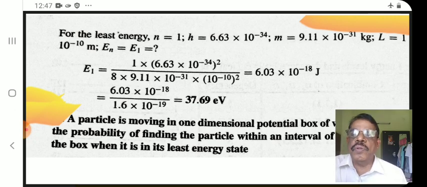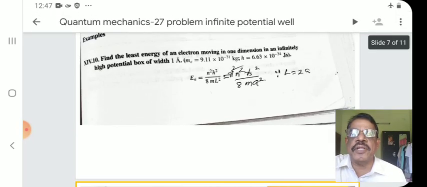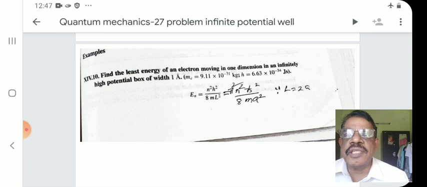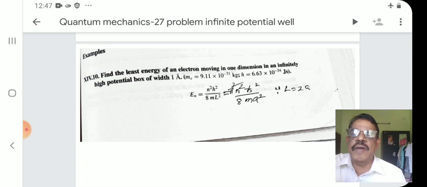And when we do this problem using the second expression, that is pi square n square h cut square by 8 m a square, we have to write n is 1, h cut is 1.055 into 10 raised to minus 34, and a, the given distance 1 angstrom, that you take as 2a, and therefore a is 0.5 angstrom. In the place of a, you have to put 0.5 angstrom. Then we get the same answer.